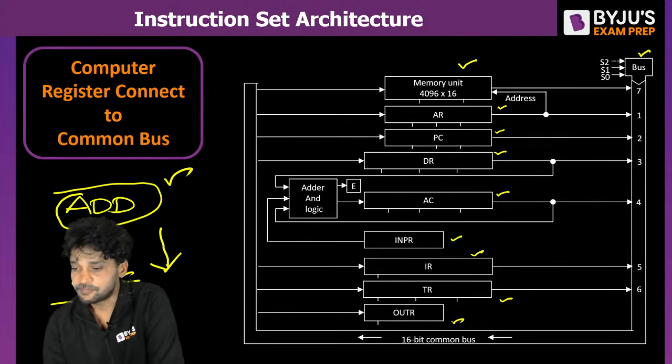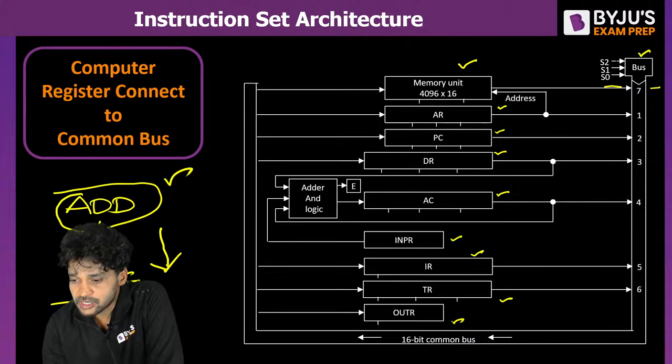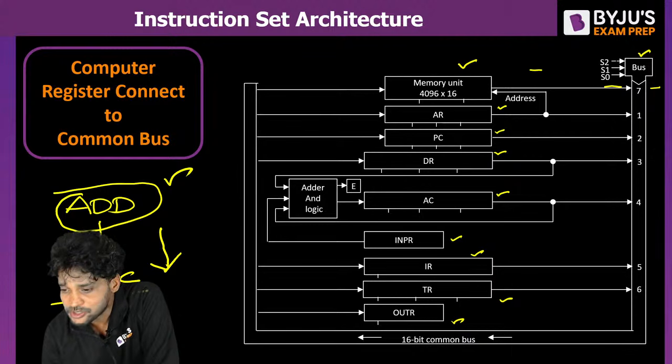Okay, fine. See, this bus system is going to select these registers. Whenever these registers are selected, the contents of these registers will be transferred from one location to another. For instance, I want to transfer the content from the memory location to the address register, or from the address register to the program counter, or from the program counter to the data register, or from the data register to the accumulator. I want to make a transfer. For that, I require a bus system.